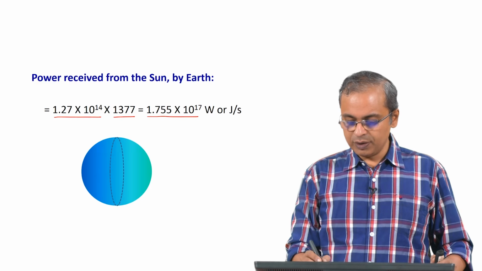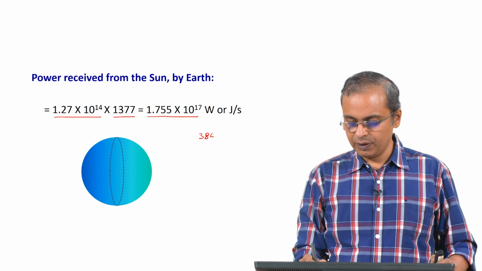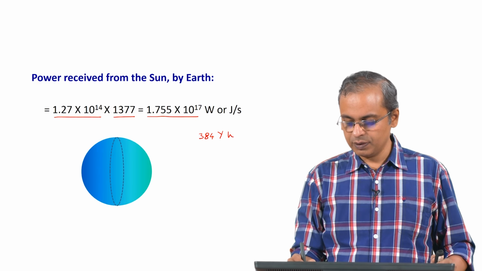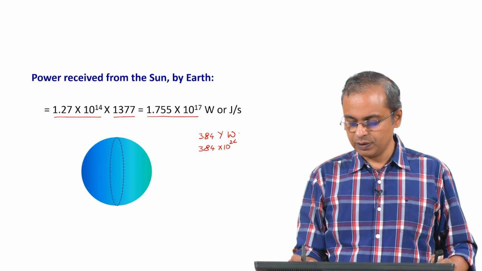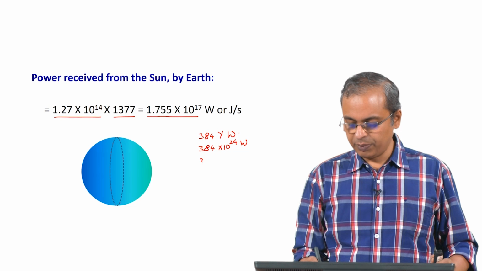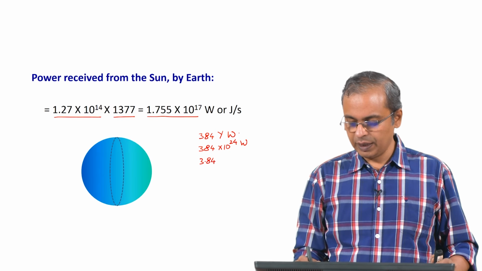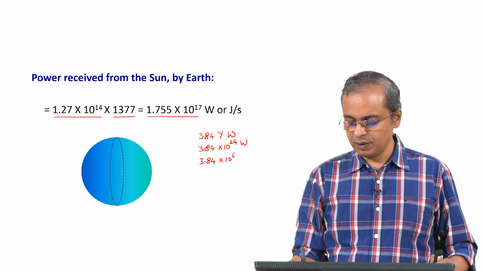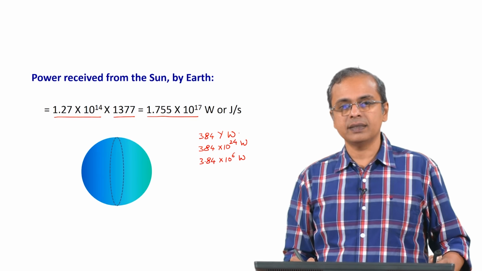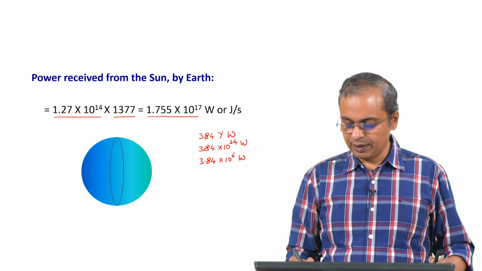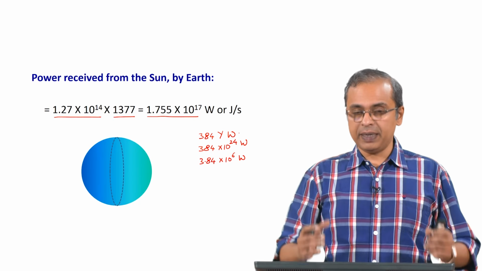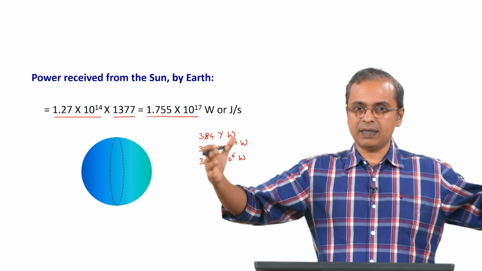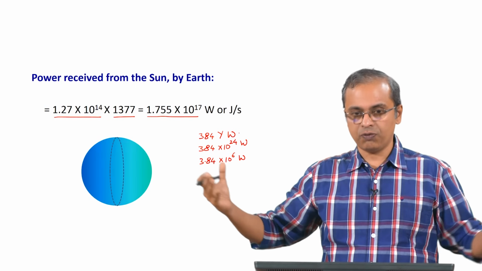So, 384 yotta watts, and that was 384 into 10 power 24 watts, or 3.84 into 10 power 26 watts. This is the power that is being released by the sun, but it gets diffused as you go further and further away, because it is distributed across a lot of places.